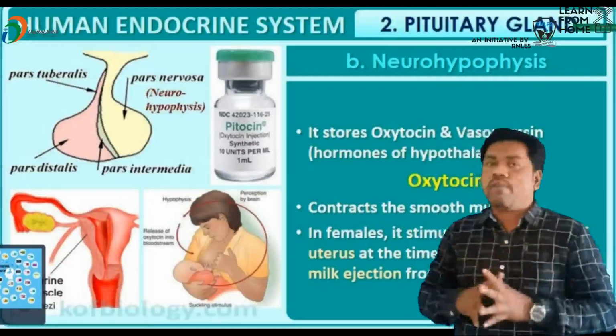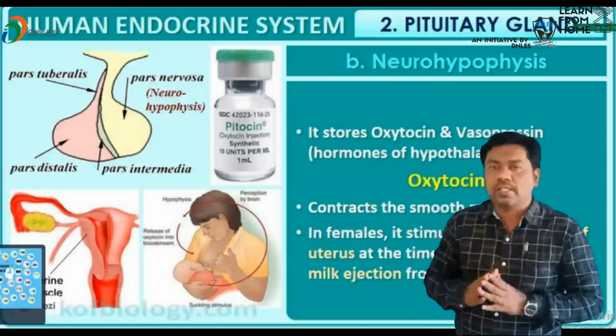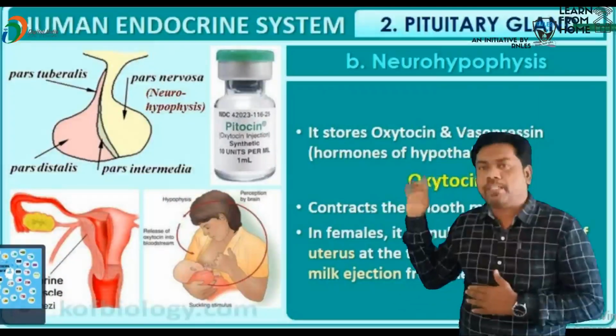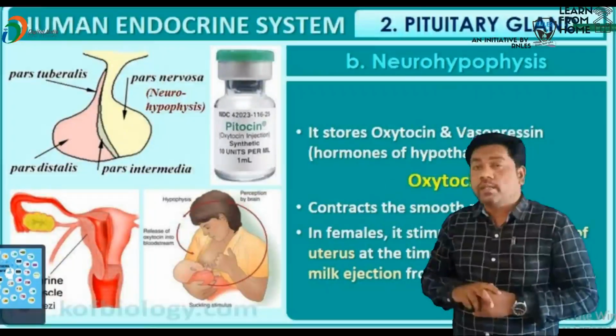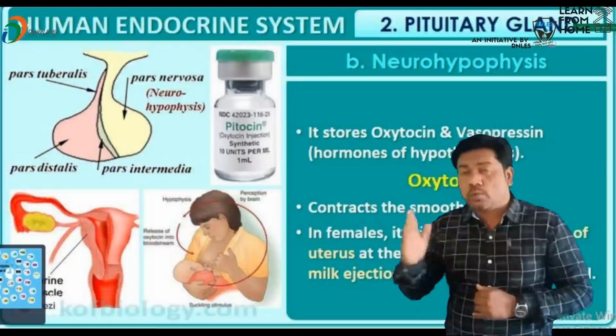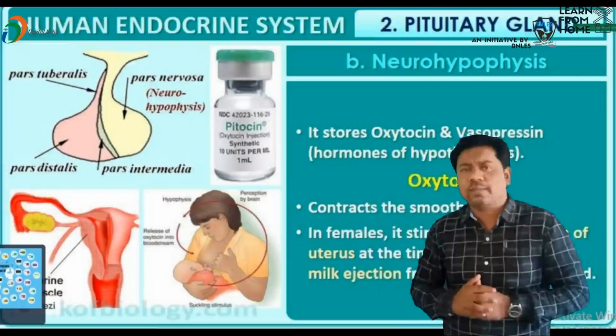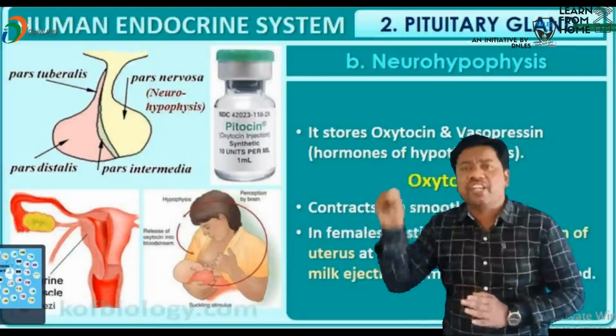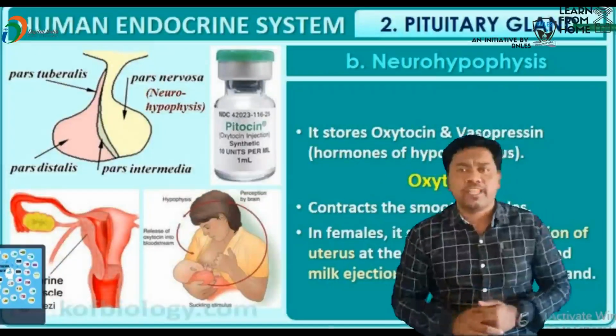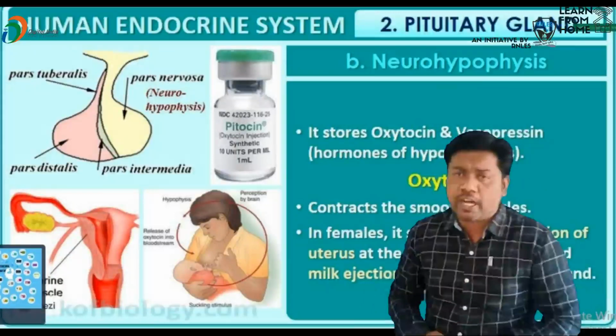So what is the role of oxytocin? This oxytocin is synthesized in the hypothalamus, but it is released from the posterior pituitary. Oxytocin is also known as a birth hormone. Why is it known as a birth hormone? It is known as a birth hormone and a milk ejecting hormone. Which hormone is known as a birth hormone and milk ejecting hormone?